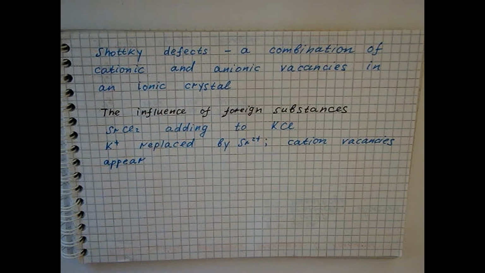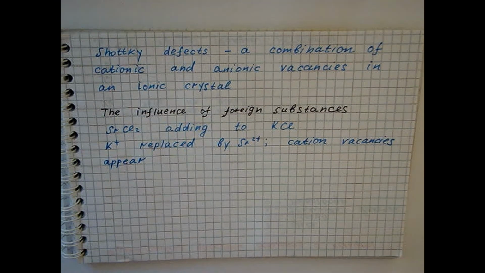At high temperatures, the intrinsic concentration of vacancies in the crystal turns out to be significantly higher than the concentration of vacancies induced by the presence of foreign ions. Therefore, the region of high temperatures is called the region of intrinsic conductivity, which we considered in the previous video.